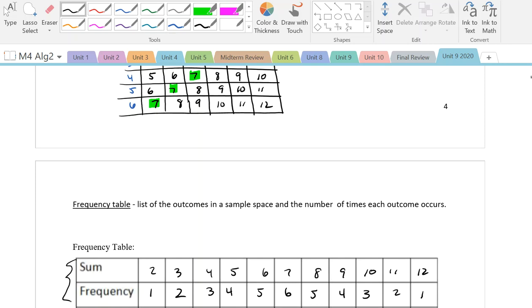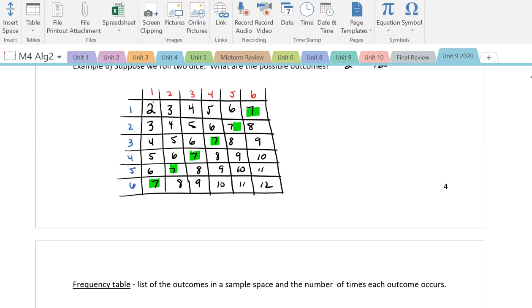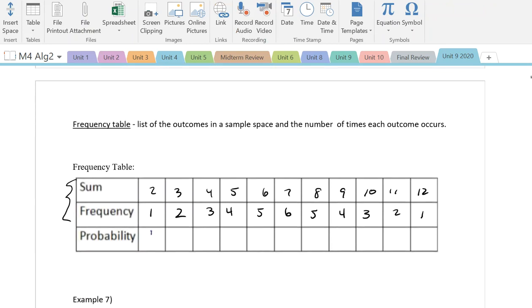I could also have a probability table. A probability table, I'm going to add one more line to my table, is saying how likely it is. So this is talking about the theoretical probability. Well, I have 36 different outcomes here on this table. And so my 1 out of 36 is that probability.